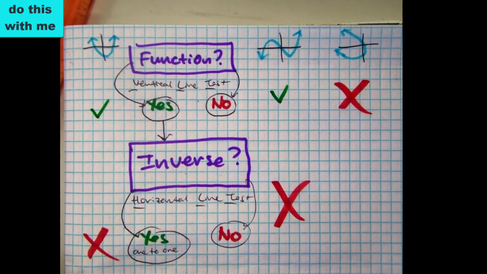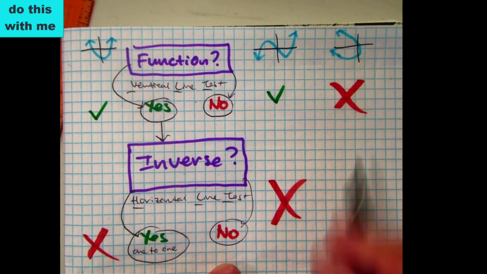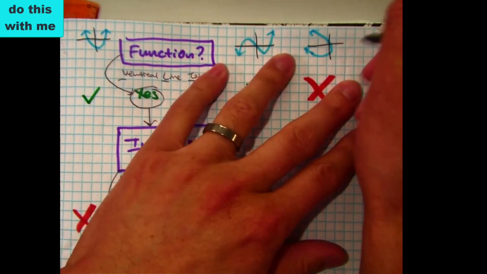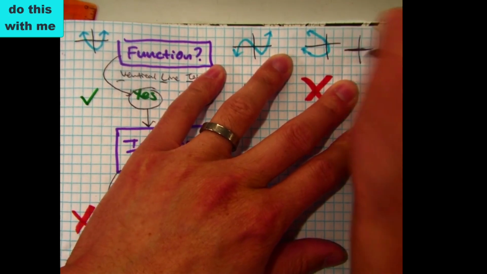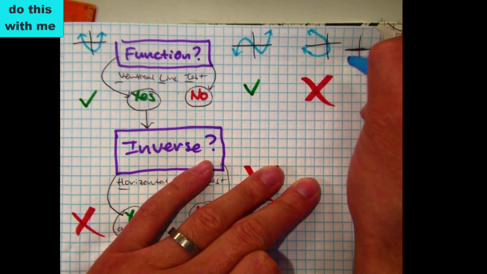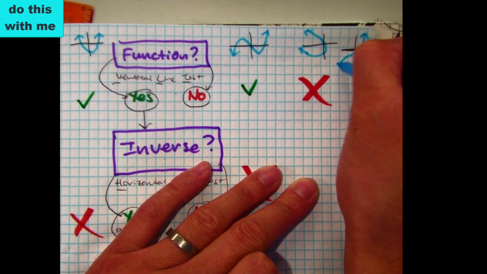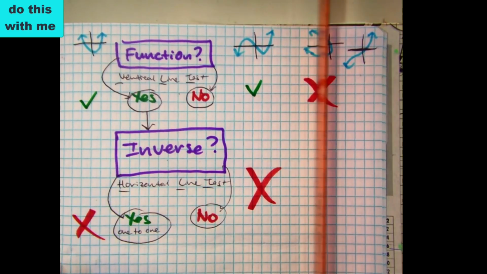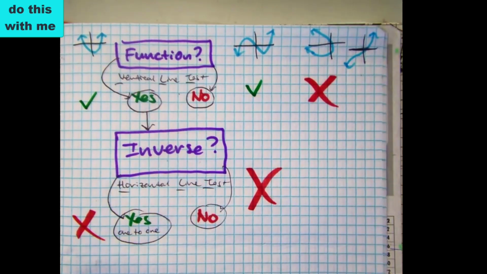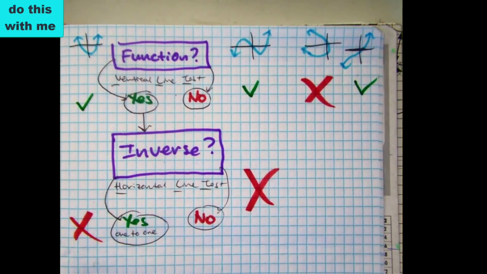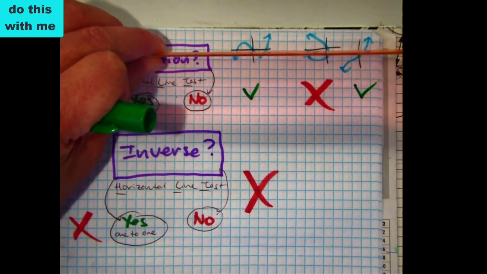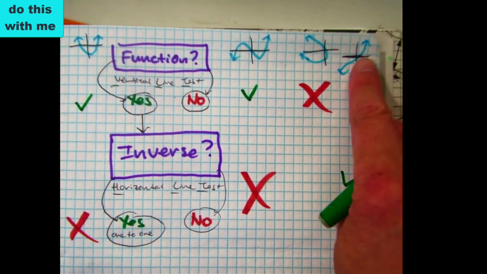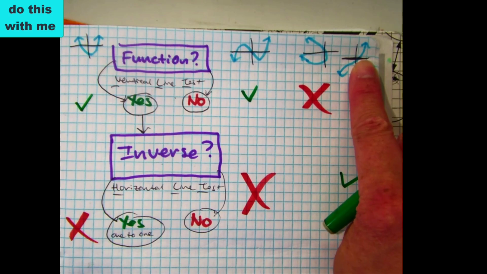Let's do one more example. Class, is this a function? Yes. Function. How about the horizontal line test? Yes. It passes, right? So this is an example of a function in which we can actually take the inverse.